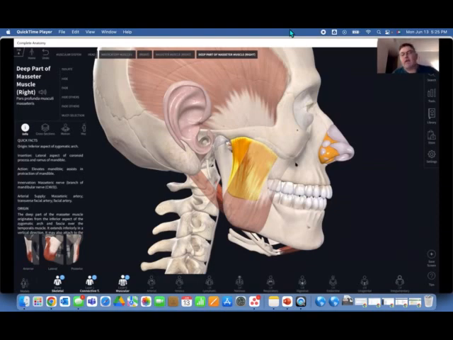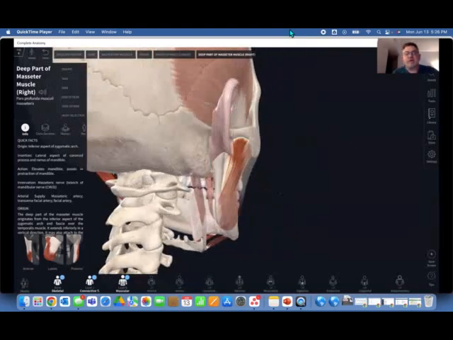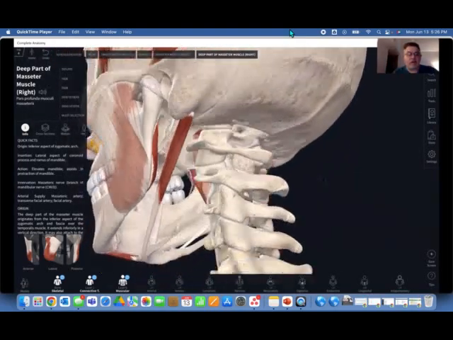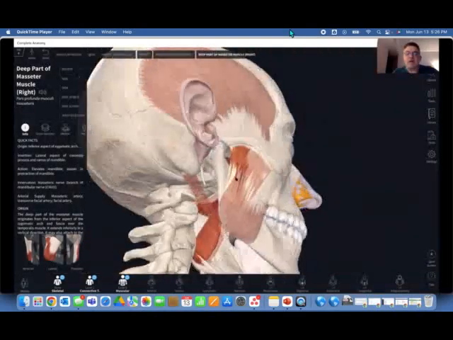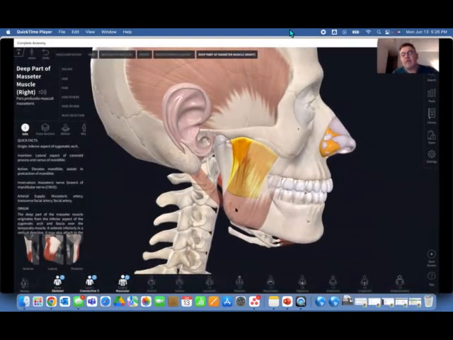Inferior aspect of the zygomatic arch, a little bit more posterior than the superficial part. Its insertion is the lateral aspect of the coronoid process in the ramus of the mandible. So as you can see, it sits a little bit more cranial on the mandible itself. So we'll find that we can do some needling of the superficial masseter here, and then for the deep we have to come up a little bit more cranial to make sure that we differentiate those two fibers.